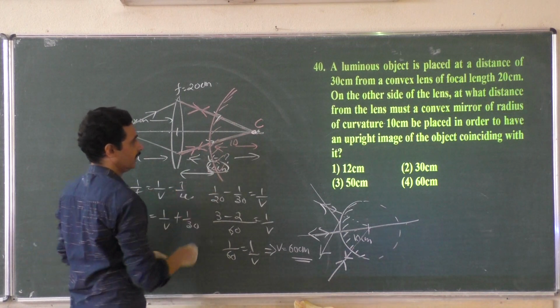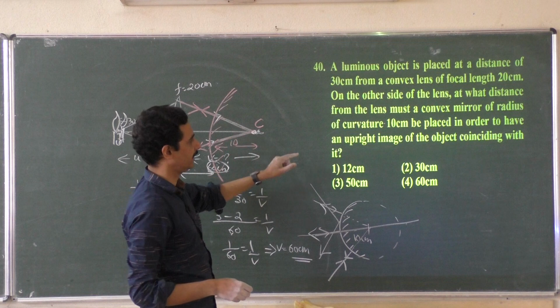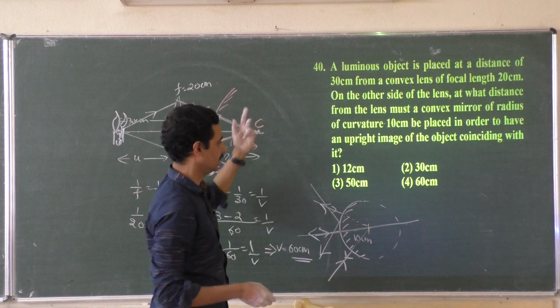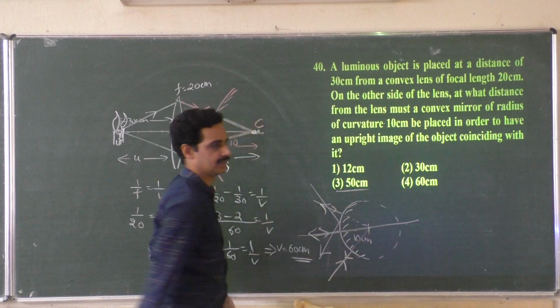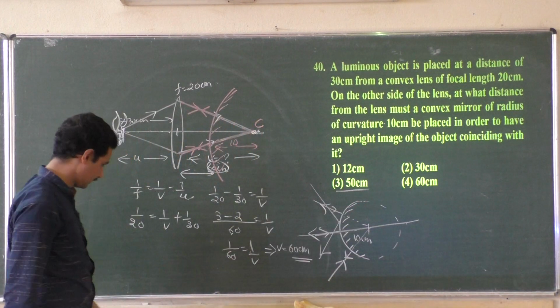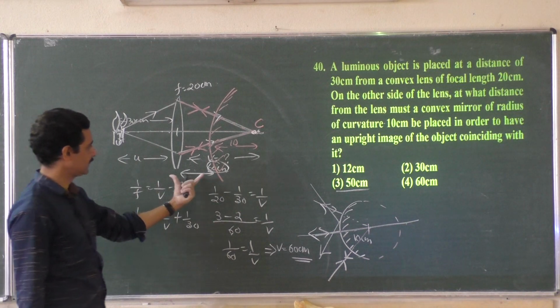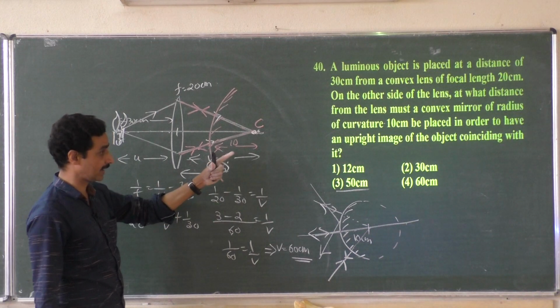It is 50. The question is where you have to place it from the lens. You have to place the convex mirror at a distance of 50 centimeter. So very interesting combinations, right? 50 centimeter is the answer. You have to place it at 50 centimeter from the lens. That's what they are asking.